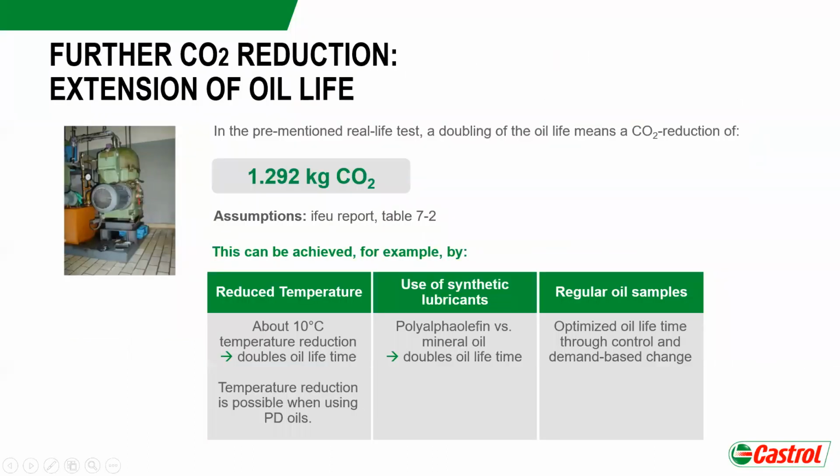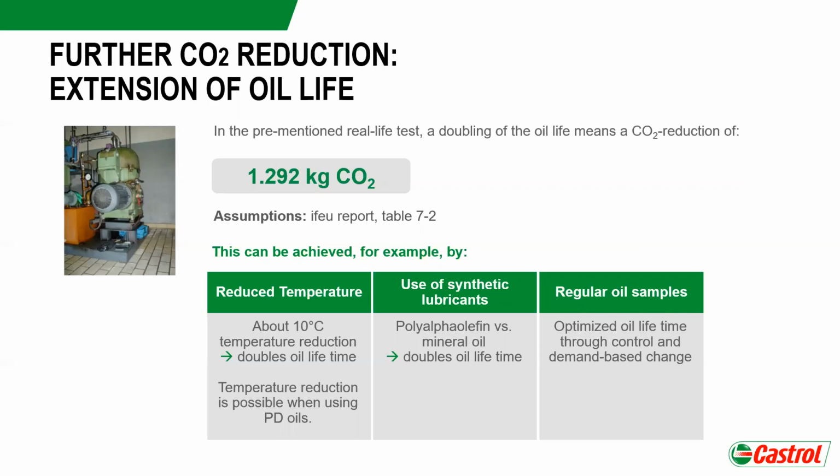On top, if you're able to double the oil life and replace it only 50% of the time that you currently run it, this equipment would save an additional roughly 1.3 tons of CO2, 1,300 kilograms. How can you do that? How can you extend your oil life? For one, by reducing the temperature. If you swap to a PD technology product, we know that in many cases we get also a reduction in temperature.